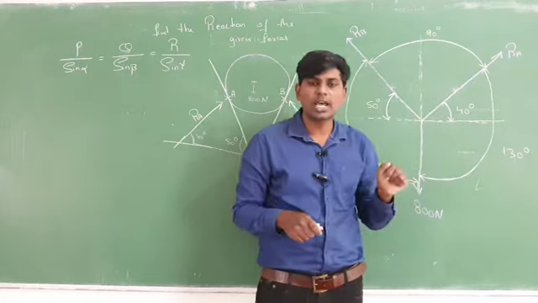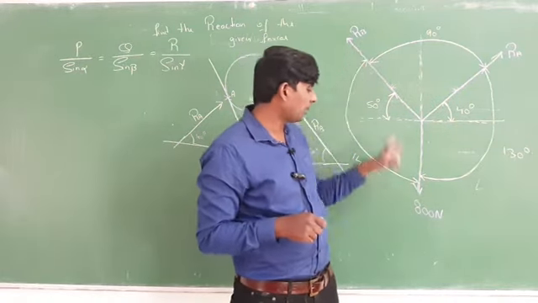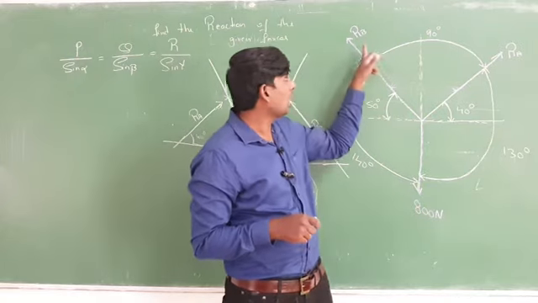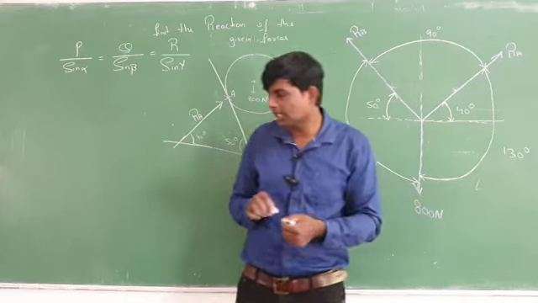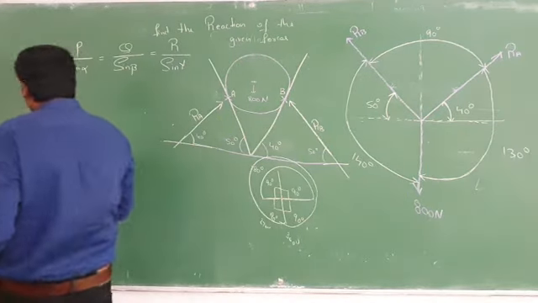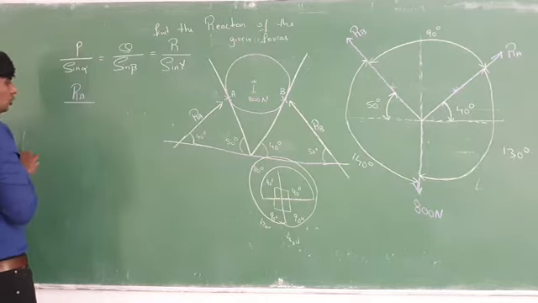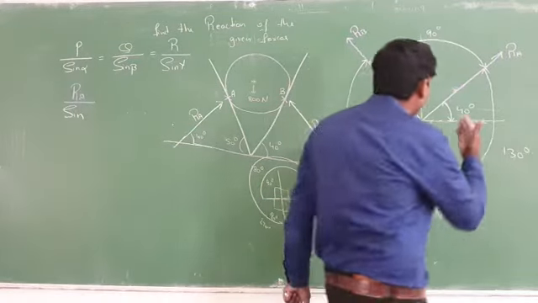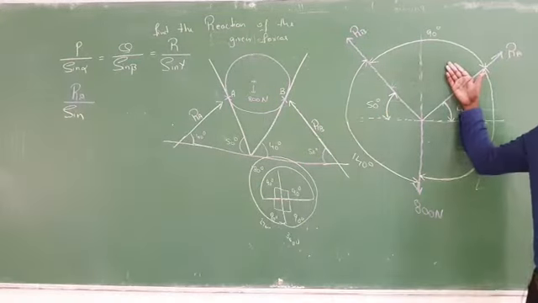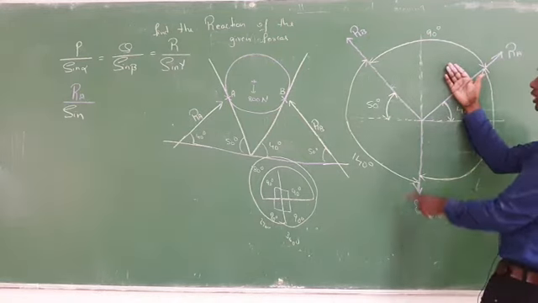If I selected RA, how many remaining forces are there? Two remaining forces, that is RB and 800 Newton. If I selected RA first, I will write RA here, with respective sign you have to write. If I selected this RA, how many forces are remaining? Two forces, RB and 800 Newton.